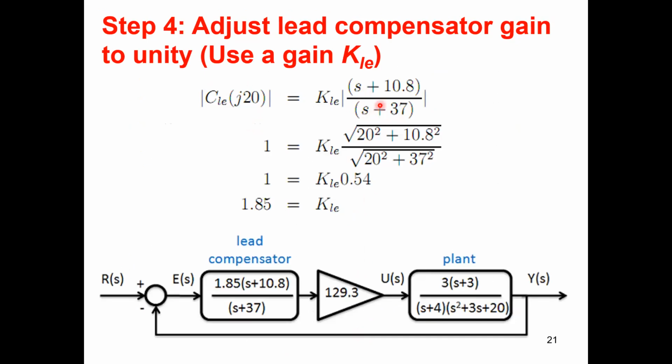If you want to do that, this is the way. The lead compensator is s plus 10.8, s plus 37, the zero and the pole. And this is additional gain we want to introduce to make it unity, so that the already adjusted bandwidth is not changed, right? So you calculate the magnitude of the zero and the pole for 20 radians per second, and the total gain should be 1. So the additional gain should be 1.85.